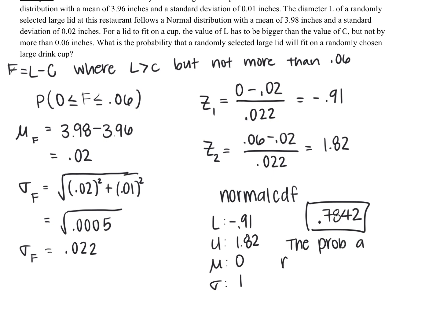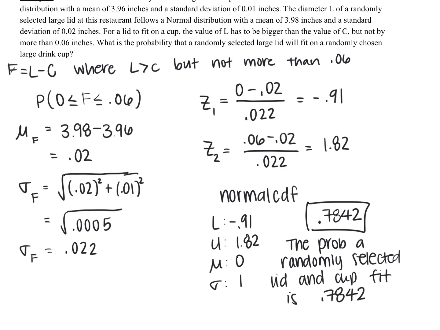So that tells me that the probability a randomly selected lid and cup fit is 0.7842. So not a super great probability. I mean, it's only like 78% chance, but it's not a terrible probability. It's not like it's 20% chance.